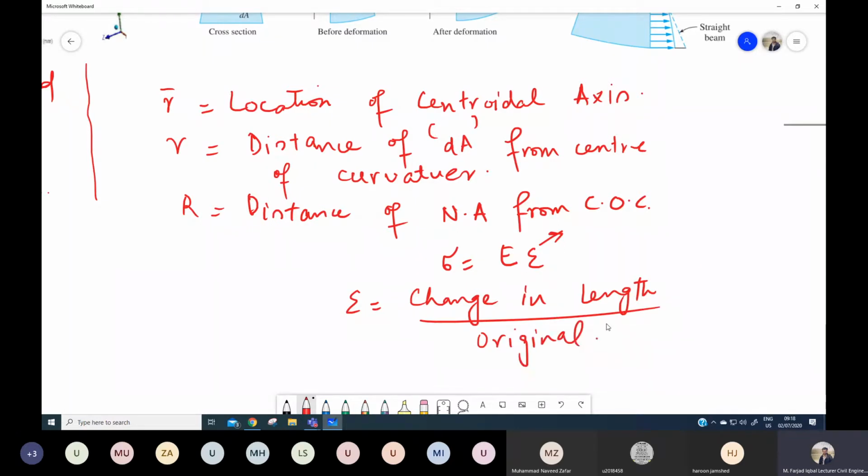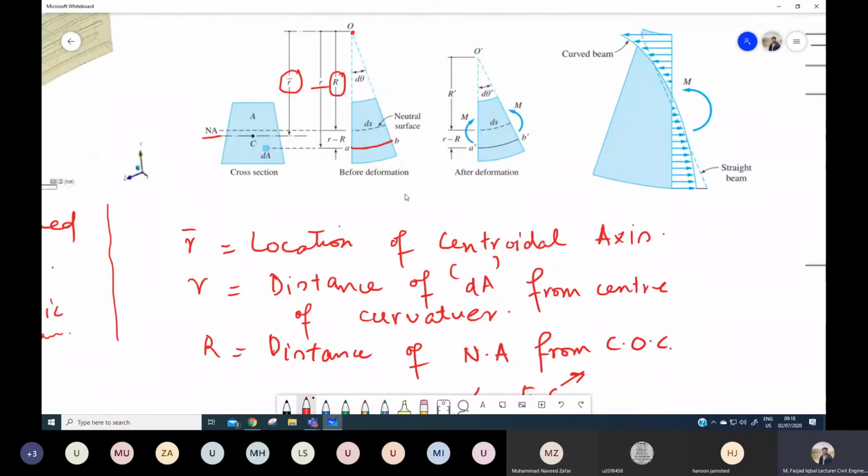So if we take this fiber AB, which is shown over here, suppose this is its length before any load is applied or before any deformation is produced. And this is the length A dash B dash after the loads have been applied. Due to the applied load, the internal moments are produced, and these internal moments will produce the deformation due to which this length AB will change. It can increase or it can decrease. So the point is that this length A dash B dash has changed.